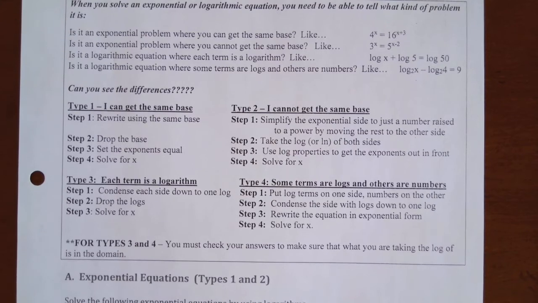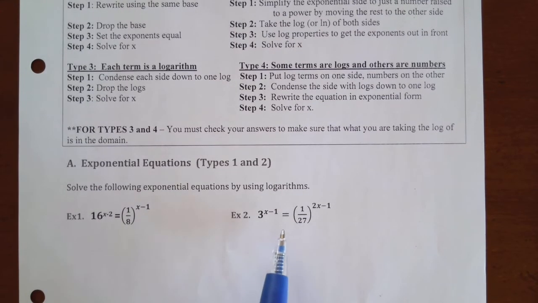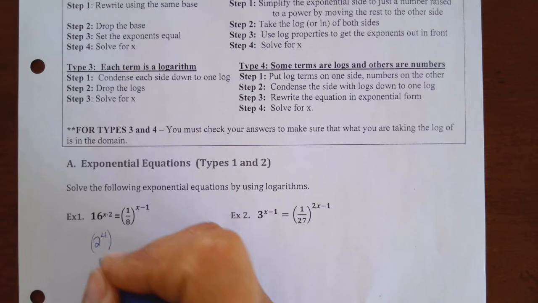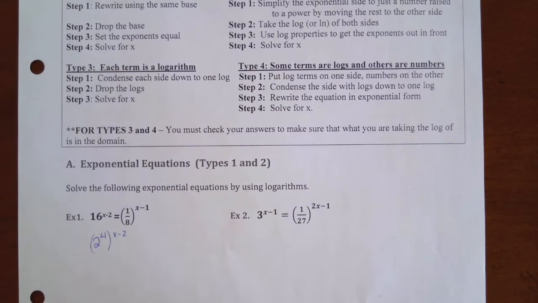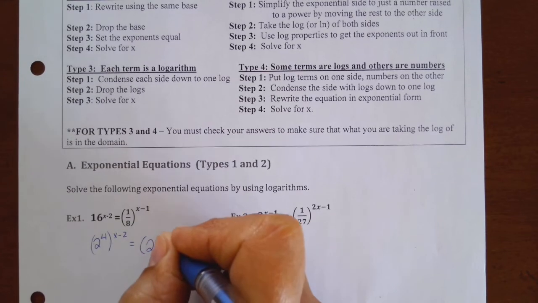So let's start solving, and these are going to be type 1 problems. The very first two of these that we're doing are type 1. I can get the same base. So if you can get the same base, get the same base. If I'm looking at the numbers 8 and 16, the base would be 2. 2 to the 4th is 16, and 2 to the 3rd is 8, which means 1/8 would be 2 to the negative 3. So I can write both of these with the same base. So 16 is 2 to the 4th, and I'm going to keep the exponent that was already there. And then 1/8 is 2 to the negative 3rd. Keep the exponent there.